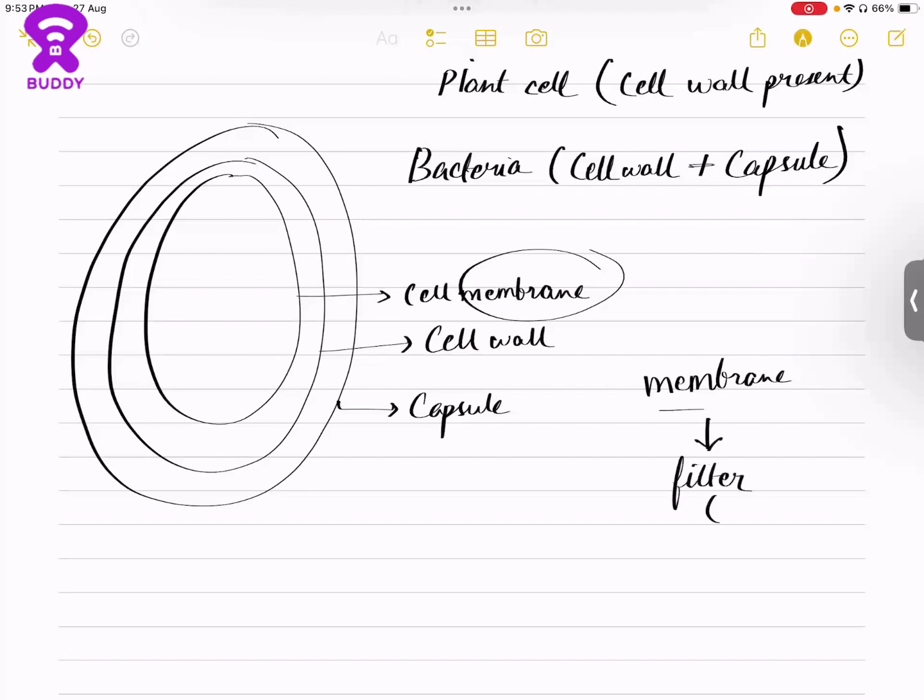Now this filter can be, you can say, a muslin cloth, right? The everyday uses that we do in our kitchen with the help of a muslin cloth. Or you can say any type of animal membrane is basically what? A type of filter. So we are going to study about this cell membrane.